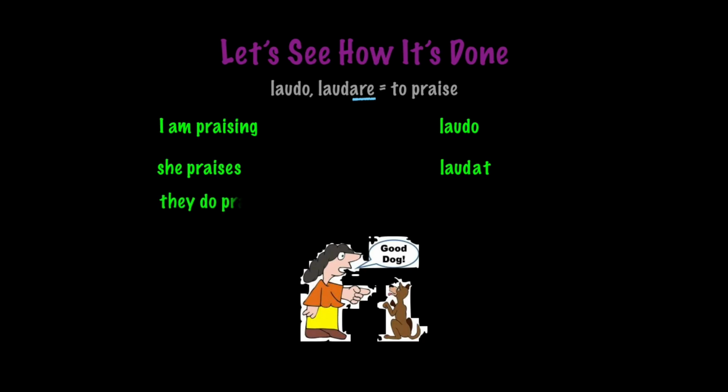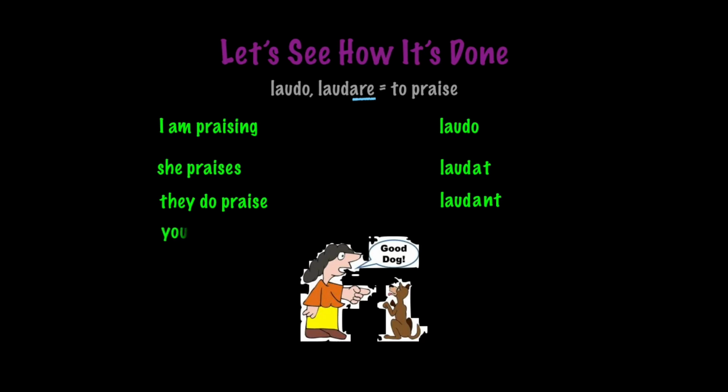Now let's see how to write the phrase, they do praise. Remember, we start always by writing the base. For this verb, that is the letters L-A-U-D. This is a first conjugation verb, so once again, we will add the connecting vowel A, and then because we want to write they do praise, they as the subject, we will add the third person plural ending, which is NT.